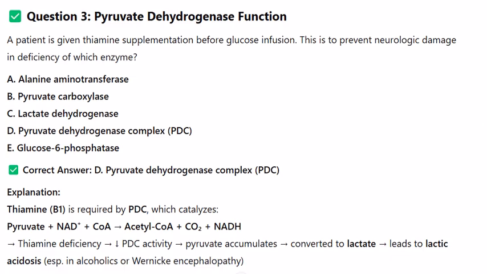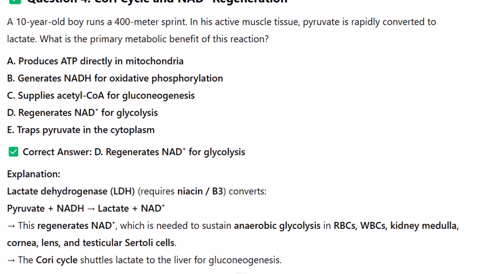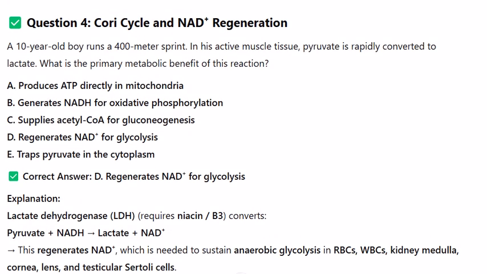Question 4. Cori cycle and NAD regeneration. A 10-year-old boy runs a 400-meter sprint. In his active muscle tissue, pyruvate is rapidly converted to lactate. What is the primary metabolic benefit of this reaction?